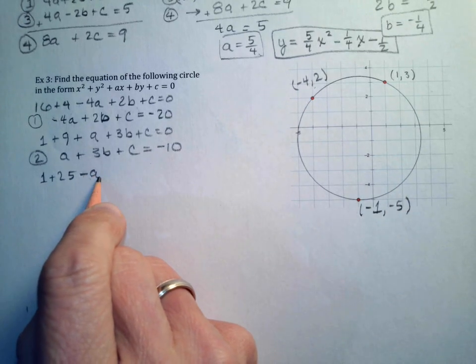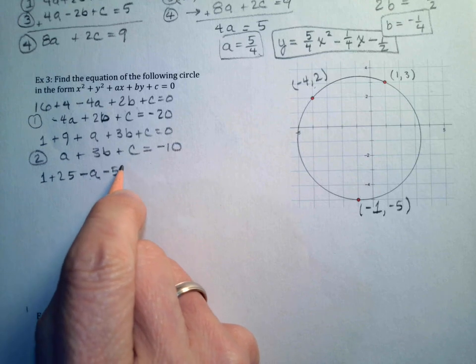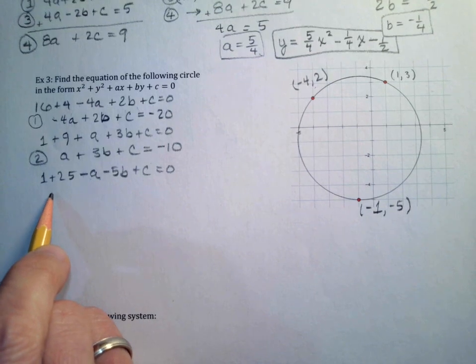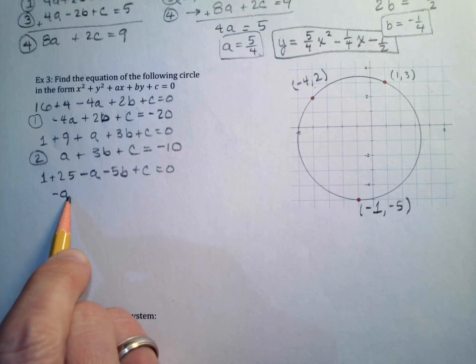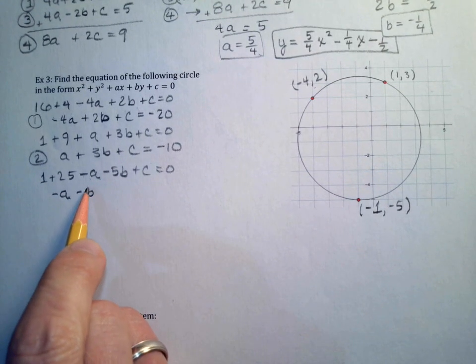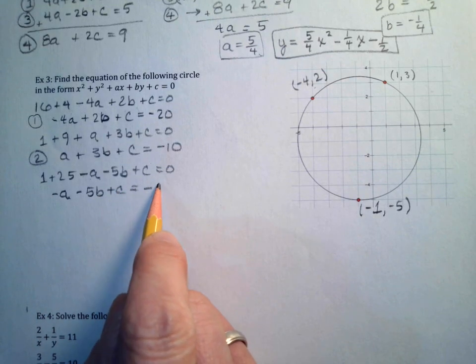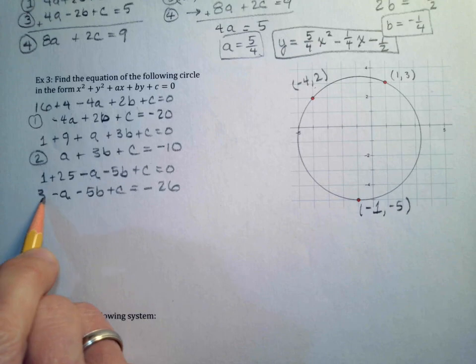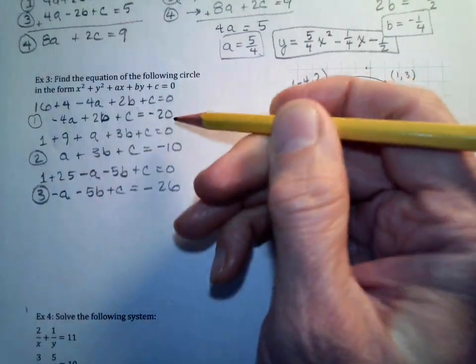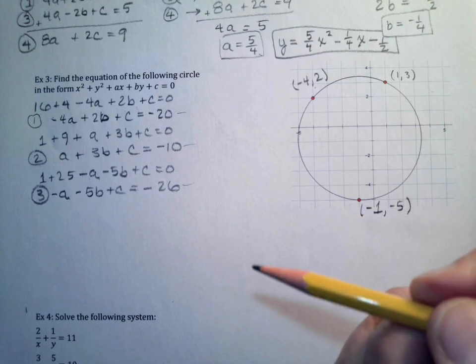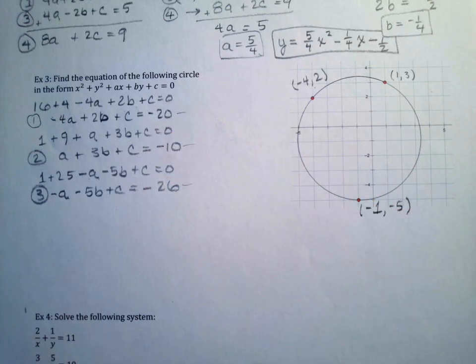The y is negative, so negative 5b plus c equals 0. So let's rearrange that. That's negative a minus 5b plus c equals negative 26. And we'll call that equation 3. All right, so we have to look at this equation and this equation and come up with a variable that's going to be easy to eliminate.